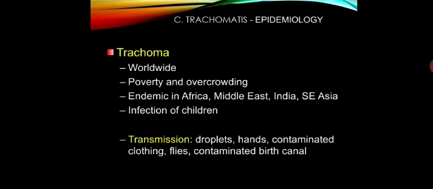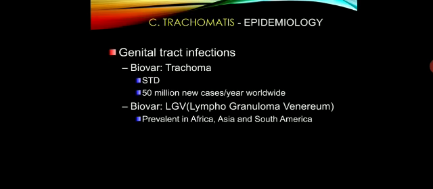Poverty and overcrowding are the major reasons. It's an endemic disease in Africa, the Middle East, Asia, India, and Southeast Asia. It's mainly an infection of children. And the transmission is through droplets, hands, contaminated clothing, flies, contaminated birth canal, etc.